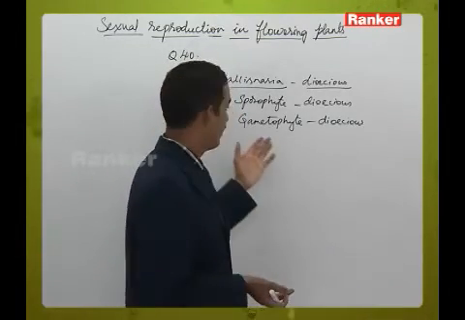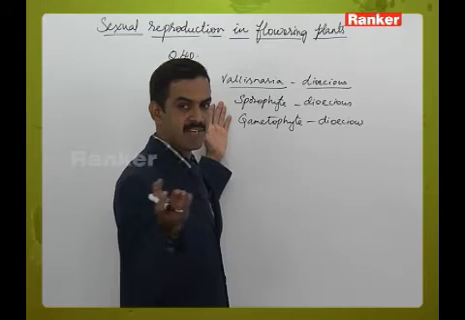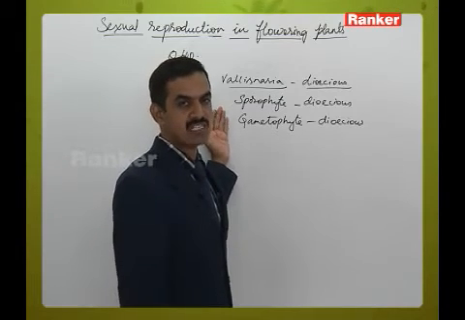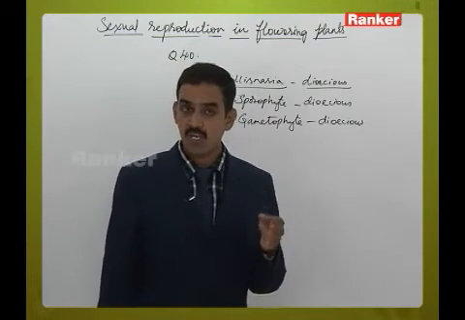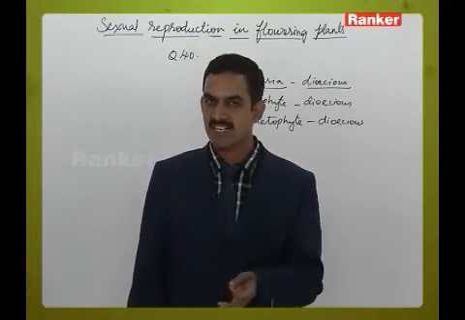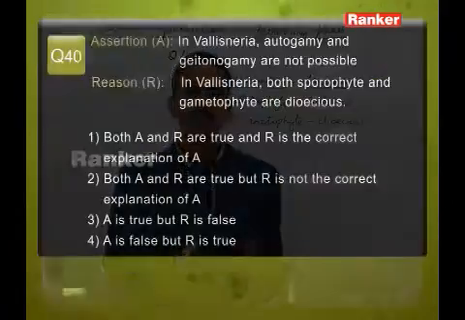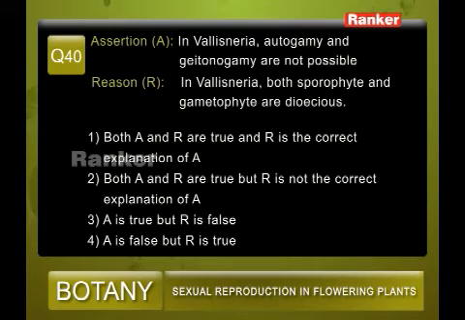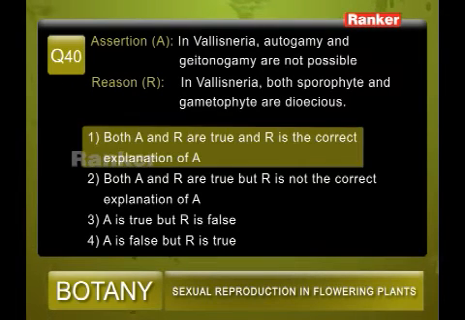And the second one, already we said that in the reason statement it is given that sporophyte is dioecious and the gametophyte is dioecious. Because of the dioecious nature, there is no chance for geitonogamy condition. So question number 40, both assertion and reason are correct and reason explains assertion. Question number 40, correct answer is 1.